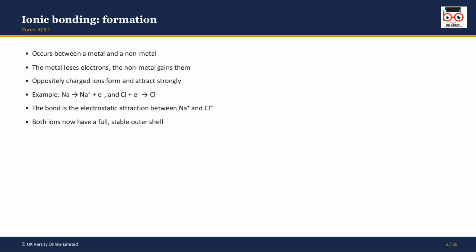Let's take ionic bonding first. It happens between a metal and a non-metal. The metal loses electrons and the non-metal gains them, so oppositely charged ions form and attract one another strongly. Take sodium and chlorine. Sodium goes to sodium plus an electron, and chlorine plus that electron goes to chloride. The bond itself is the electrostatic attraction between the sodium ion and the chloride ion, and both ions now enjoy a full, stable outer shell.